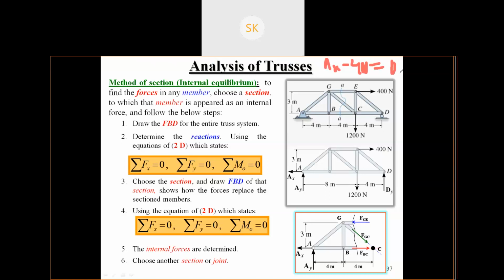Equals to 0. So what will be your AX? If this minus 400 comes to this part, so your AX will be 400. Yes or no? It will be 400 or not?